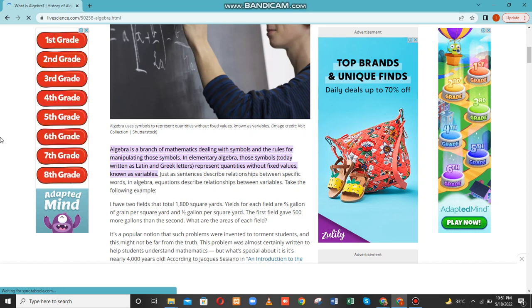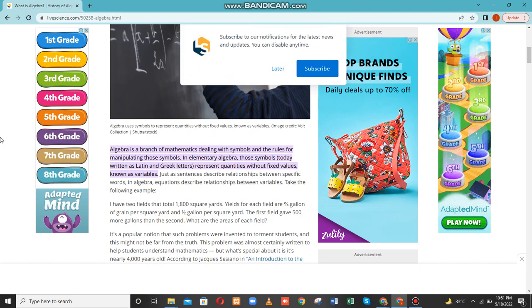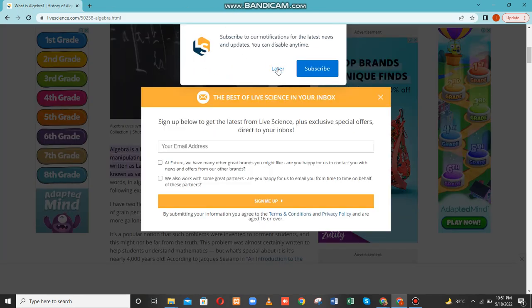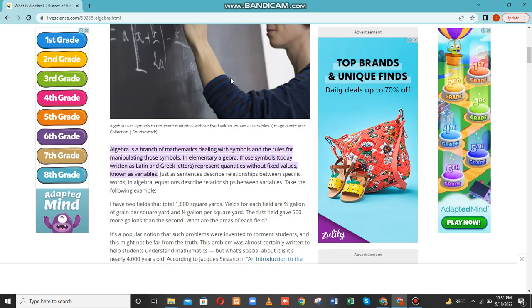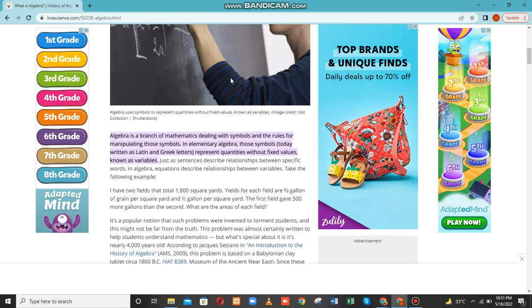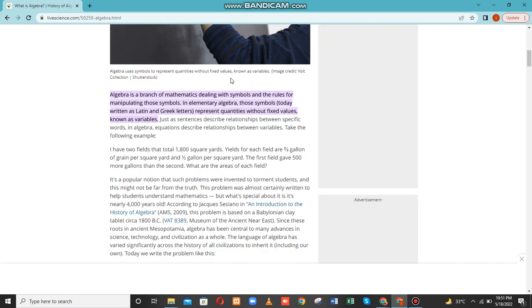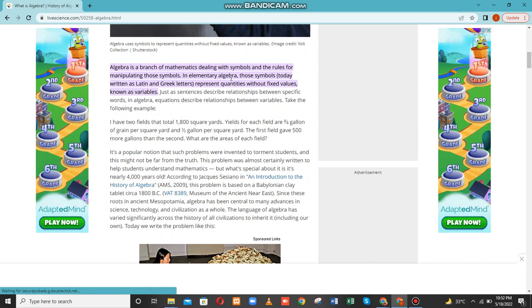It's a popular notion that such problems were invented to torment students, and this might not be far from the truth. This problem was almost certainly written to help students understand mathematics, but what's special about it? It is nearly 4,000 years old, according to Jacques Sesiano, History of Algebra, AMS 2009.